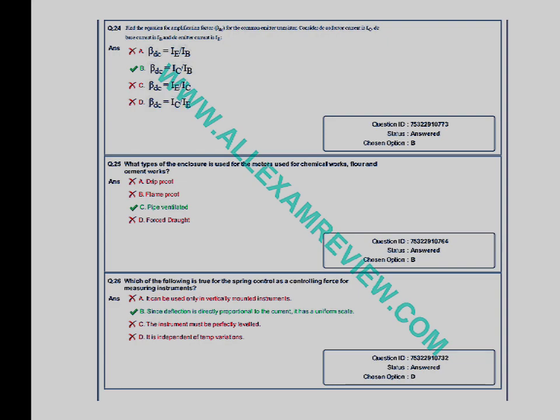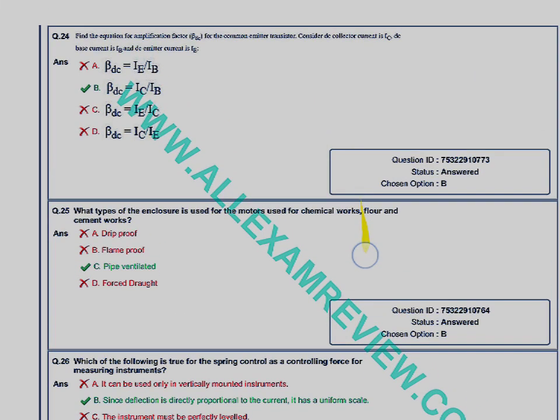Electronics part. Okay. Find the equation of amplification factor beta DC for the common emitter transistor. Consider DC collector current IC, DC base current IB, and DC emitter current IE. We have to write the formula. Alpha is equal to IC by IE, and beta DC is equal to IC upon IB. That beta will be IC by IB. Option B is right.